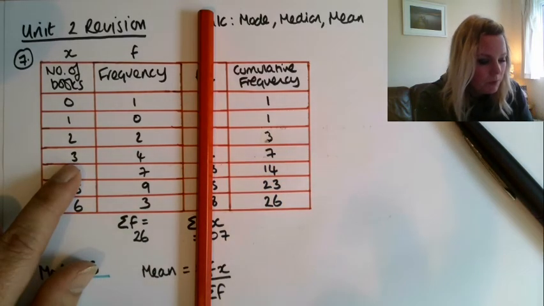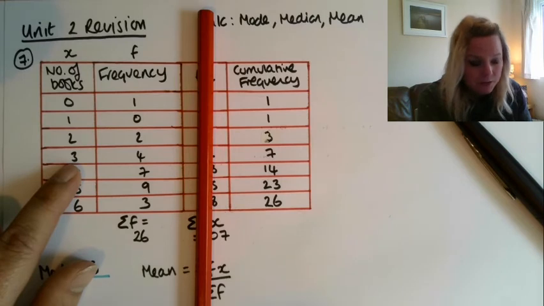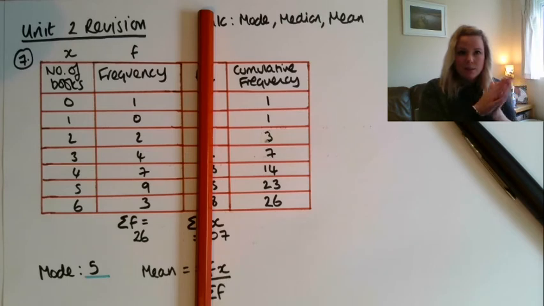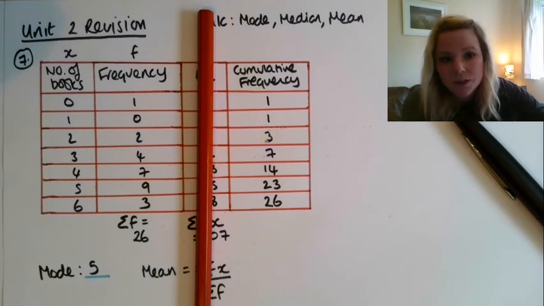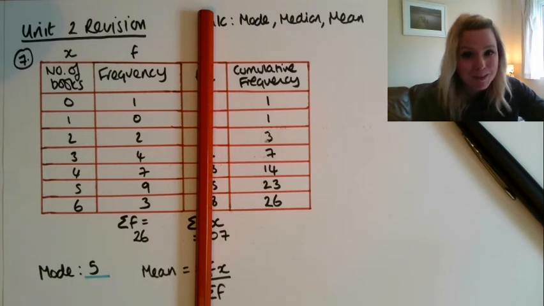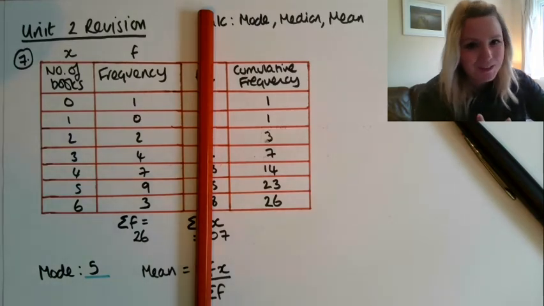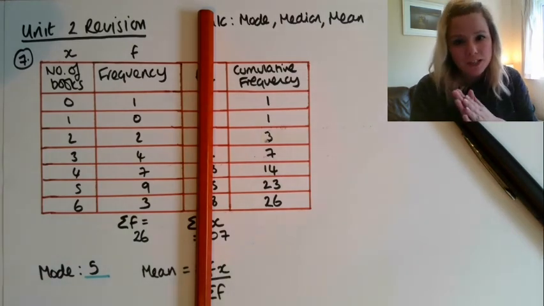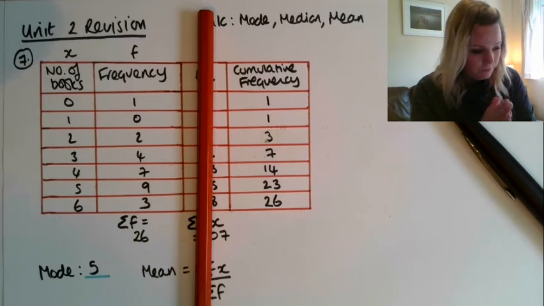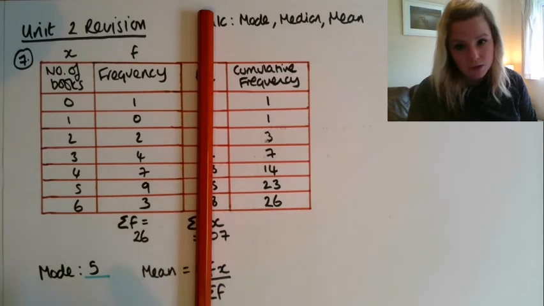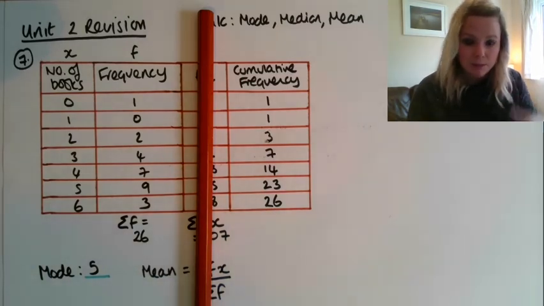Now, because the median is the middle value and we have 26 values, we need to think, right, well, where is the middle of that? If you have 26 values all listed in a row, lots of people will think the middle value is going to be the 13th, but it's not. It's actually halfway in between the 13th value and the 14th value. Now, the wee rule that you can do to always figure that out is to take your total frequency, add 1 on, and divide by 2.